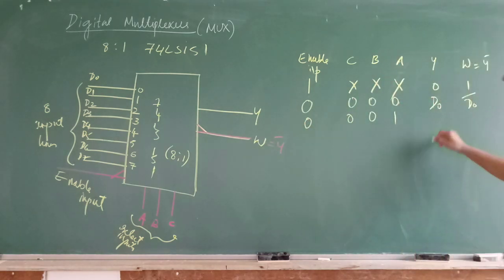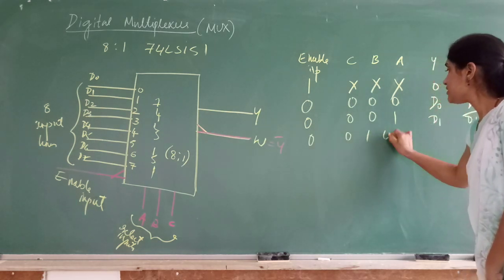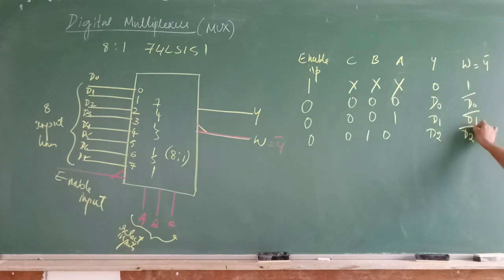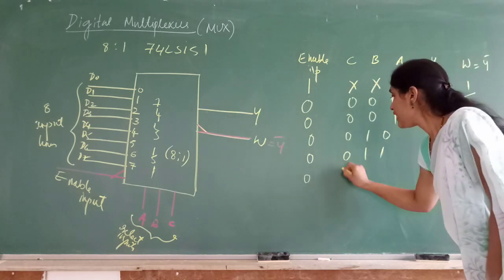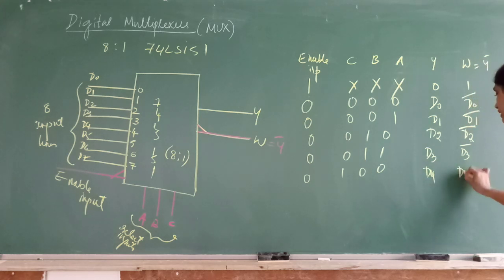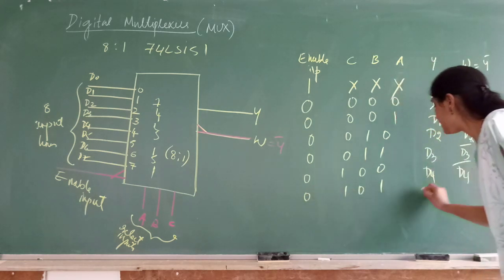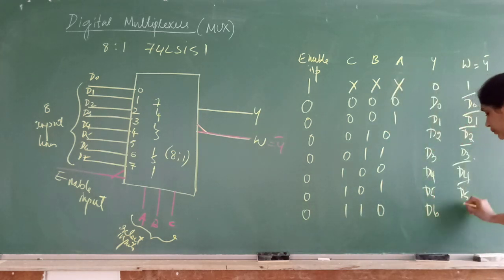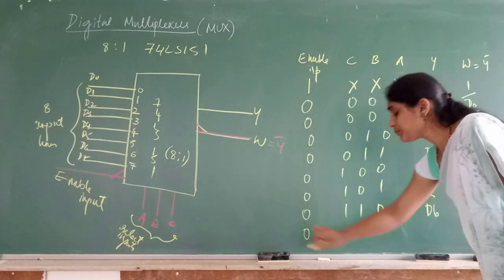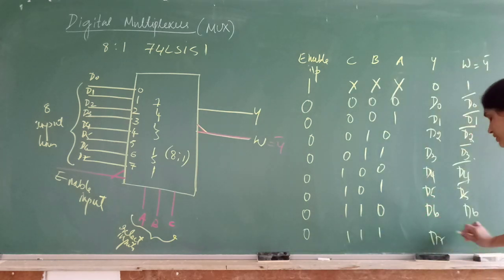If select input is 0, 0, 1, D1 is the output. This is D1 bar. 0, 1, 0, D2 is the output. D2 bar. 0, 1, 1, D3 is the output. D3 bar. 1, 0, 0, D4 is the output. D4 bar. 1, 0, 1, D5 is the output. D5 bar. 1, 1, 0, D6 is the output. Here it is D6 bar. And keeping enable input as 0, if you give 1, 1, 1, it selects the last input line, that is D7. So this is the logic symbol, working and the truth table of 74LS151.